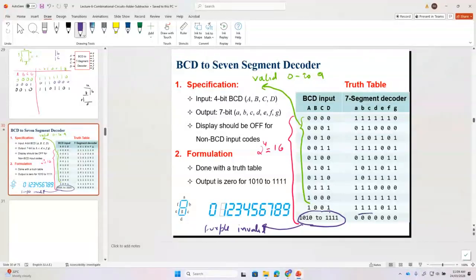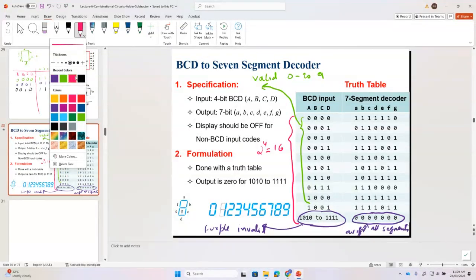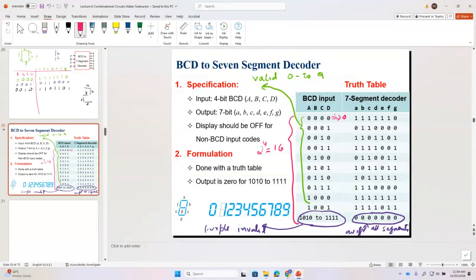And for all these invalid inputs, we do not want to turn on any segments. So all of these are 0. So it means all segments are off or on? Off. Okay. Now can you see here? Now this is the code. This is the code for 0. This is 1. This is 2. This is 3 and 4 and 5 and 6 and 7 then 8 and then 9.